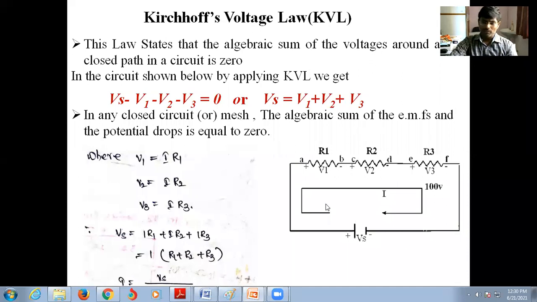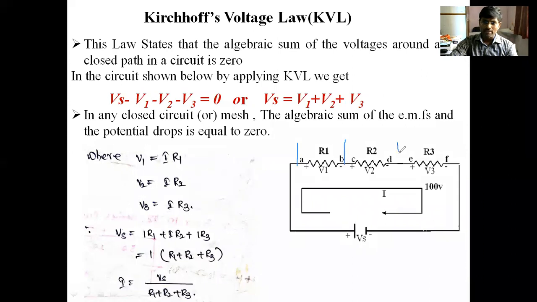So for that, let us consider this circuit, which consists of four branches or four elements. This is one element, R2 is another element, and R3 is another element. These three are connected in series with the voltage source. So according to KVL, the algebraic sum of all branch voltages around any closed path is equal to 0. We have to apply this KVL to this circuit.